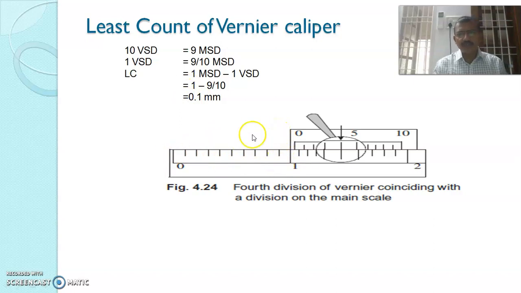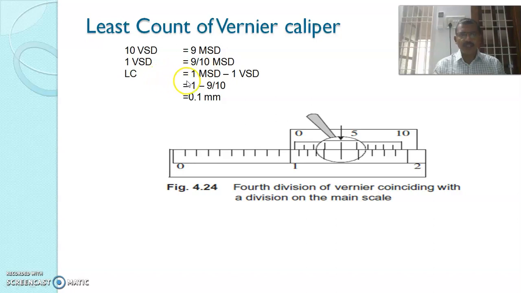So here the length from 0 to 10 on the vernier scale will be from 0 to 9 on the main scale. One division is less than the length of the remaining divisions. So one vernier scale division is equal to 9 by 10 of a main scale division.